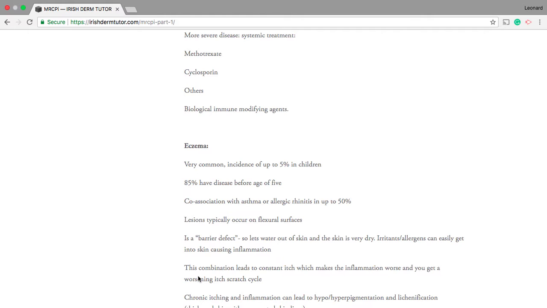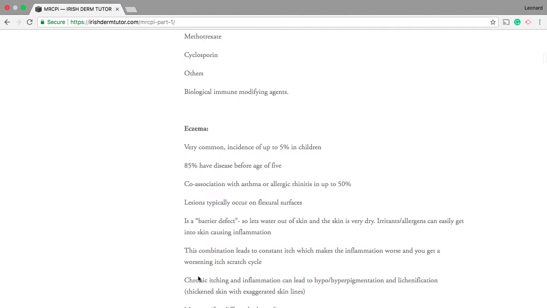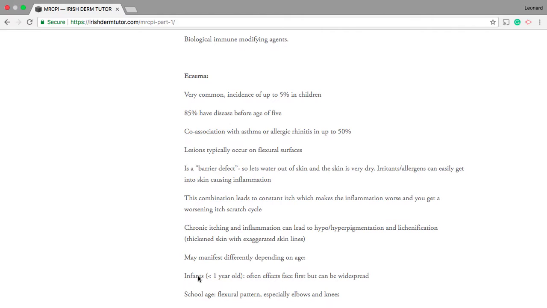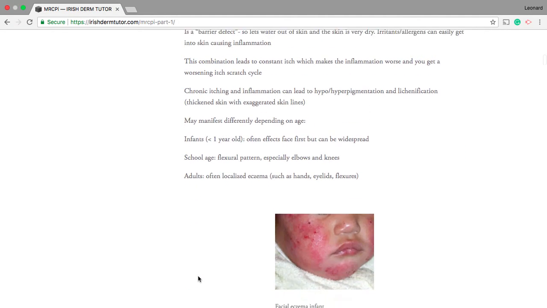the skin, which can cause inflammation. The combination of dry skin and inflammation leads to itch, and this leads to scratching, and this makes the inflammation worse, and all this leads to a vicious cycle, a vicious itch-scratch cycle. Now, the chronic itching and inflammation then can also sometimes lead to hypo or hyperpigmentation and a thing called lichenification. And this is basically thickened skin with exaggerated skin lines.